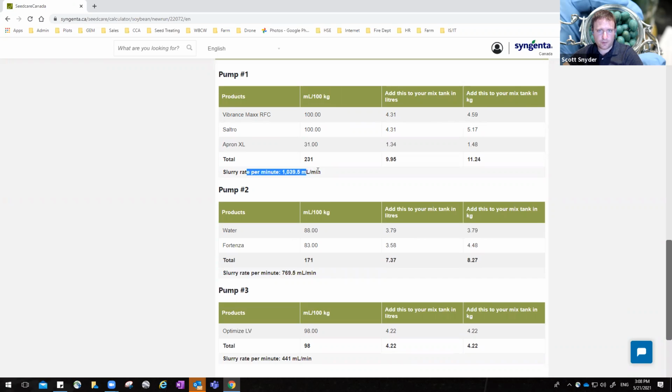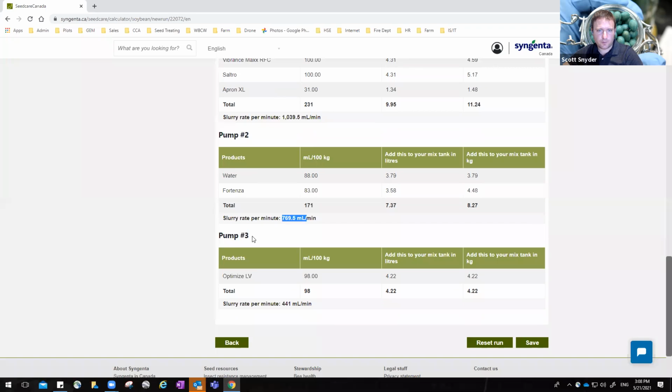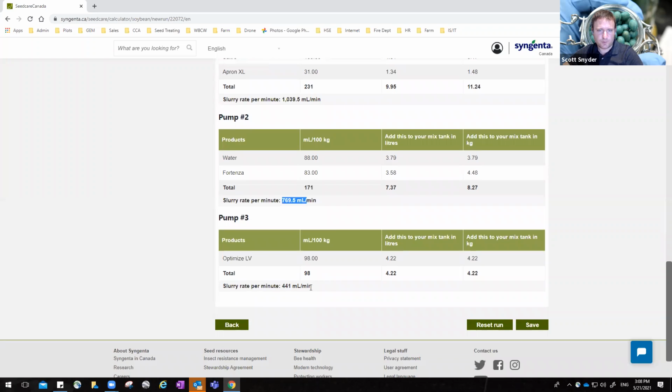Then it says slurry rate per minute. So this is what number you'd be watching for on pump 1's mass flow or volumetric flow meter specifically to that pump. And then pump 2, same thing here. Pump 3, if it's a poly tank, it's likely not going to have a flow meter, but this is what you'd use to calibrate what's running out of that, and then you'd adjust it to meet this, right?